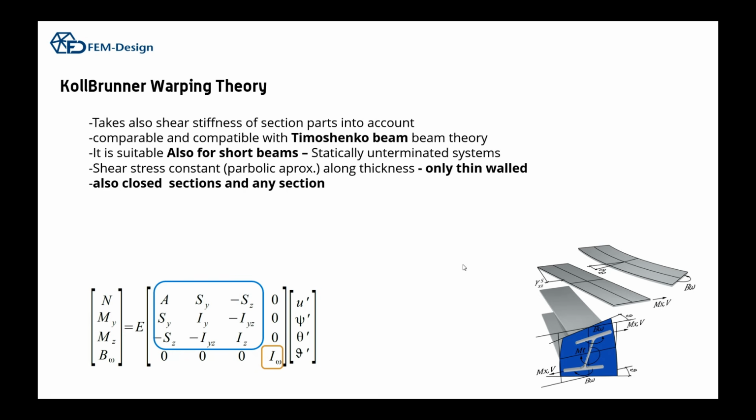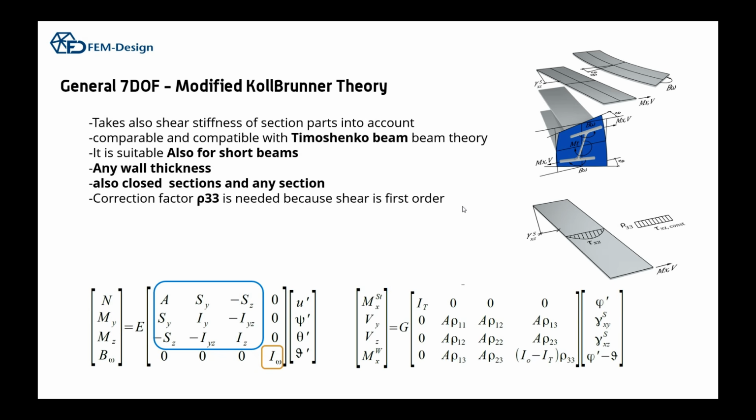But we assume in the Kolbrunner that the shear is constant, or we approximate a parabolic stress distribution in the walls. So it only applies to thin-walled sections, because in complex 3D or 2D shaped sections, we don't know the shear distribution in the section. But the good side here is that we can also use it for closed sections.